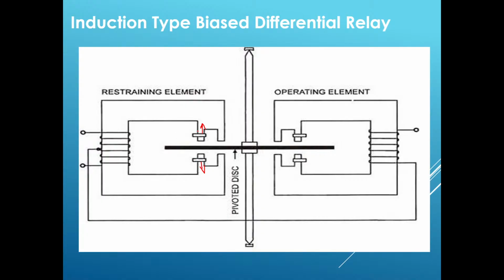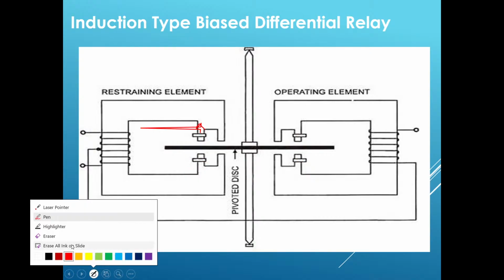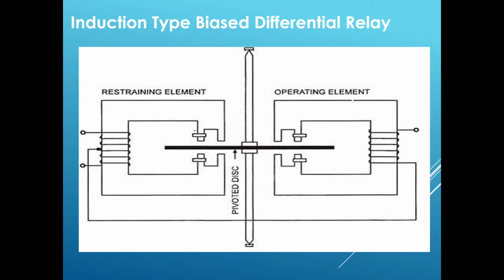So if these shaded rings are at the same location, the torque experienced by the disk will be zero. If the shaded rings of the restraining element, these two rings, are moved into the iron core, then the restraining torque will become greater than the operating torque, and the relay will not operate.